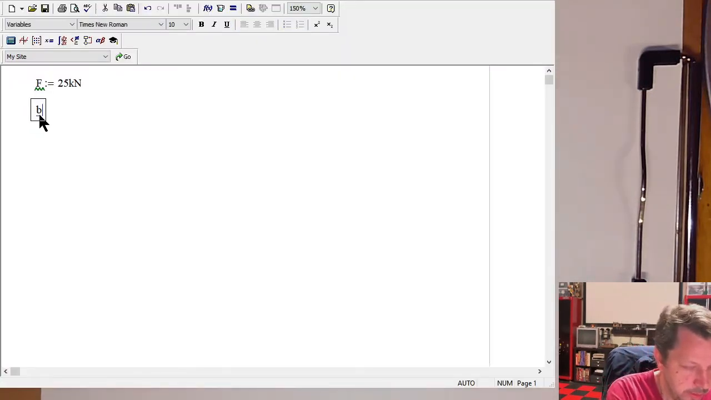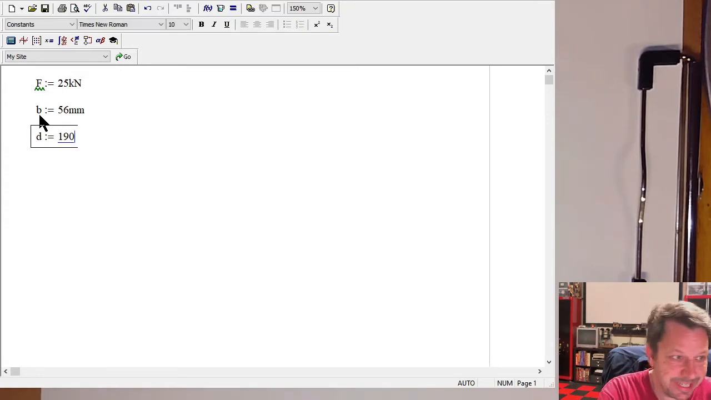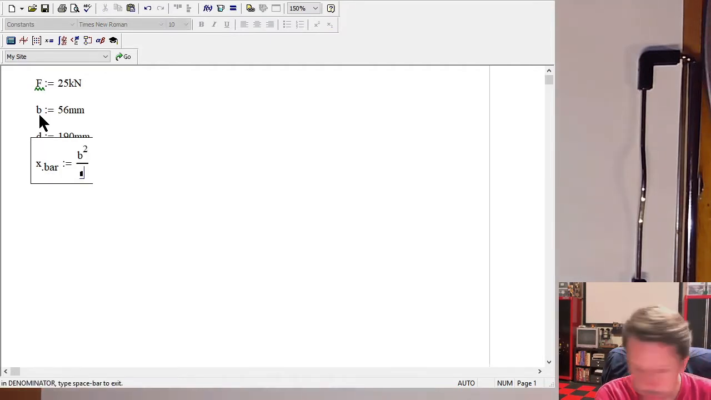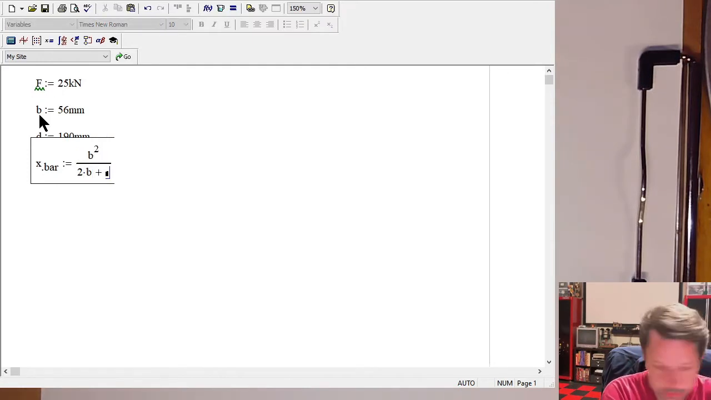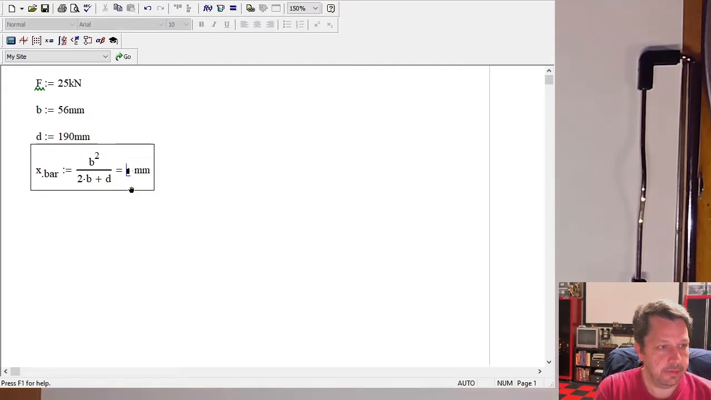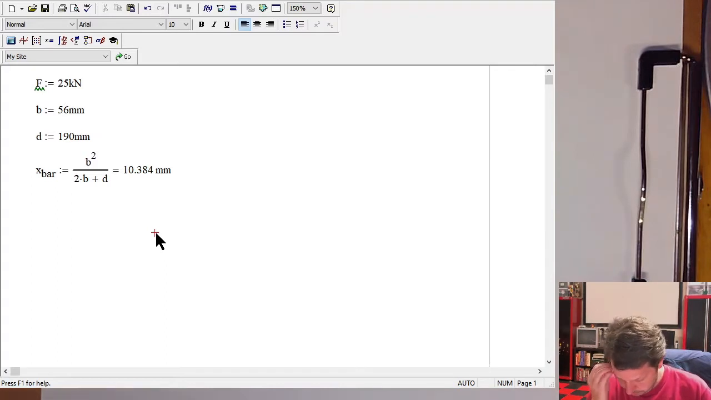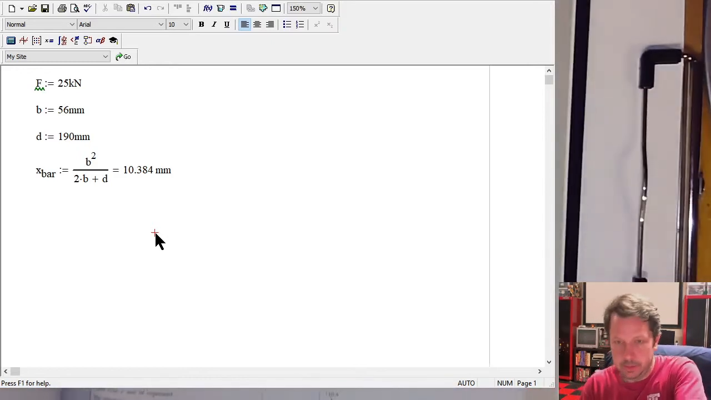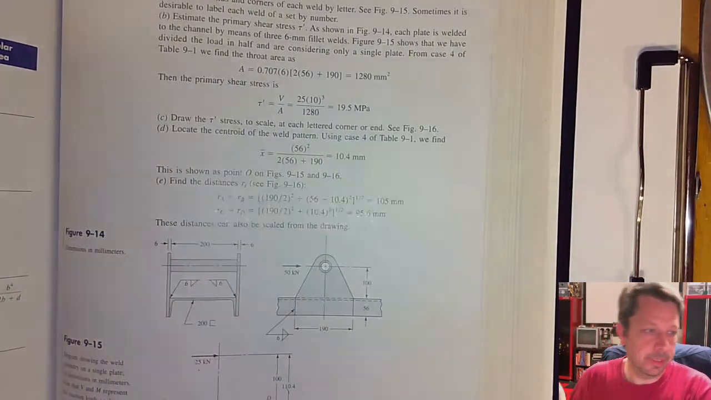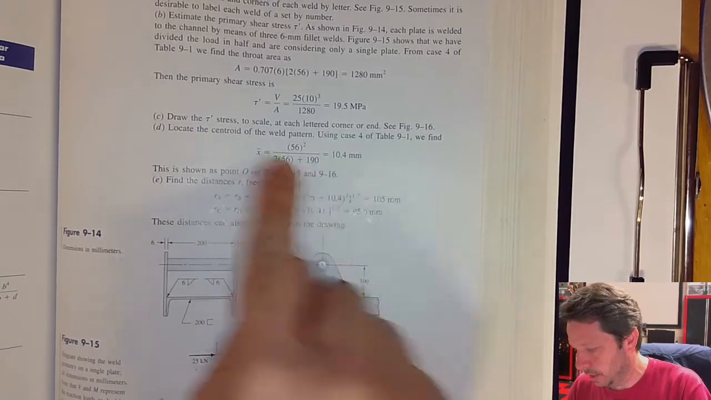So B is 56 millimeters, D is 190 millimeters, and X bar, we'll just do it this way, is equal to B squared over 2B plus D. And we get a value of 10.384 millimeters. Let's see, all right, so in the book, that is right here, 10.4. 10.384 is what we got, so they just rounded a little bit. So that's solving this part.